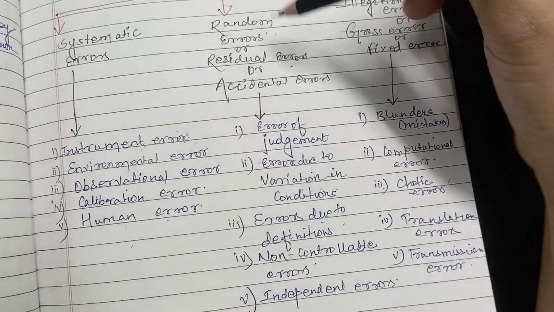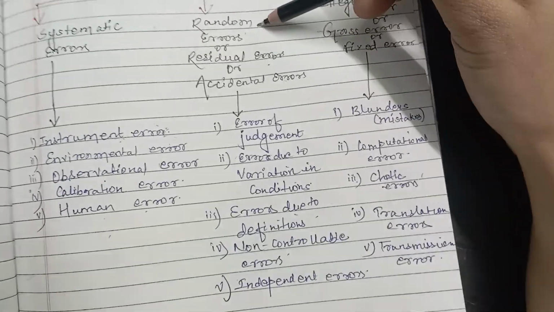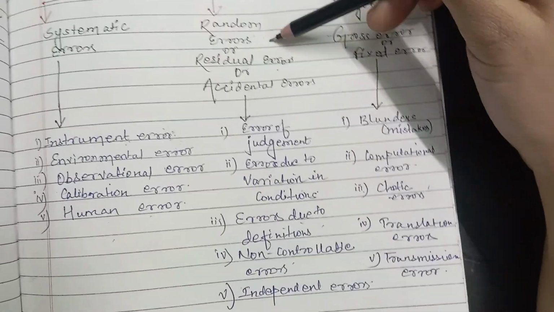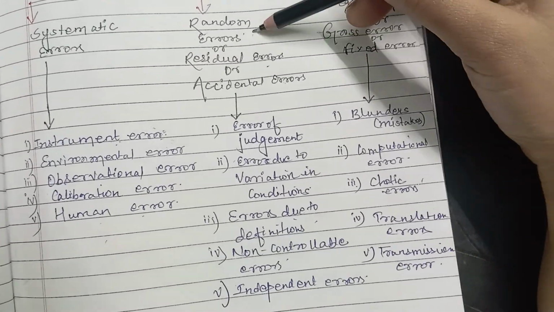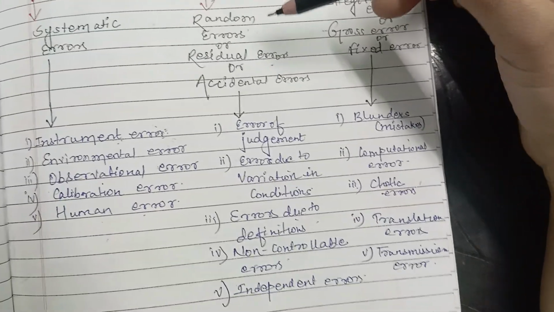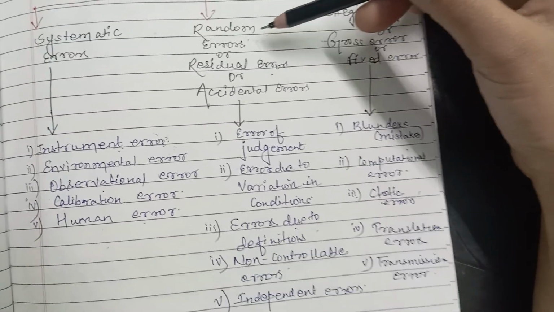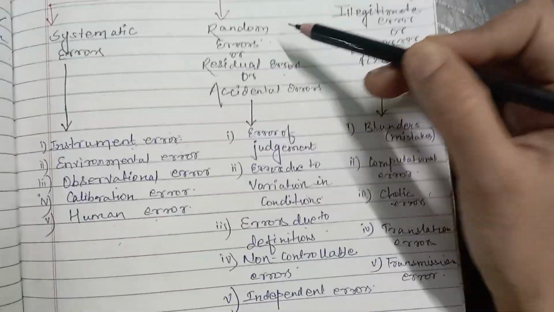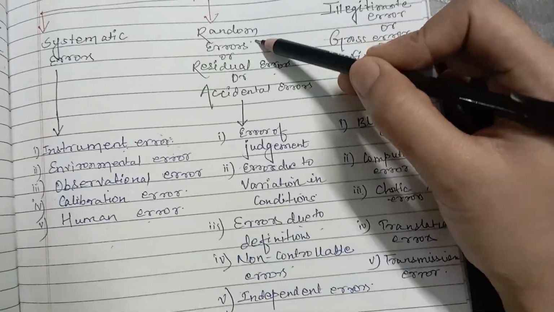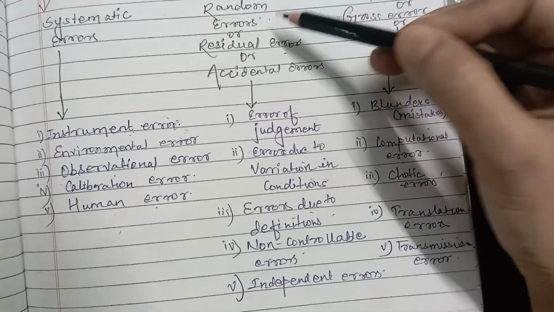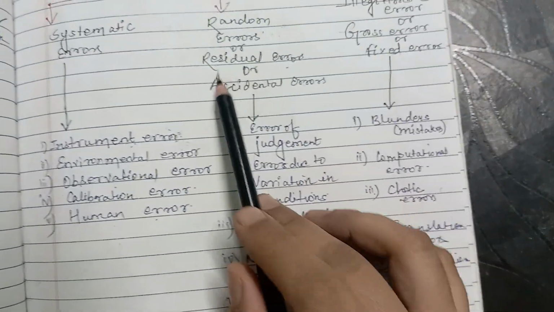And the next one is the random error. Random errors are those errors which cannot be predicted. The magnitude, the direction, everything can vary. So basically, random errors are those errors that cannot be predicted. It is also called residual error or accidental error.